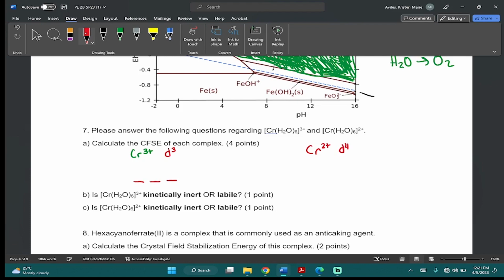So since we have a D3, we don't really need to think about high spin versus low spin. It only can be one thing, right? So 1, 2, 3. And if I was to calculate my CFSE for this, how would I do it? Do you guys get that equation up here? I don't see it on here, so know the equation.